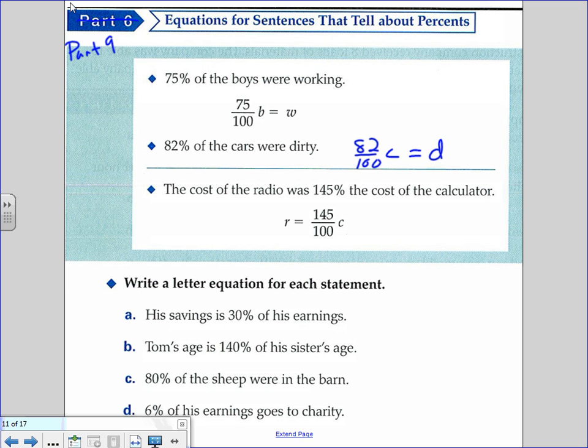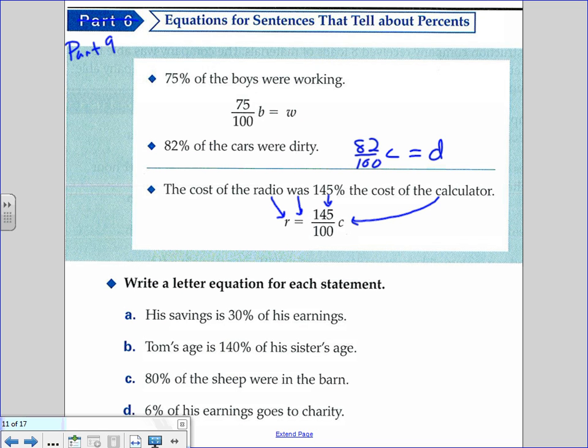Then you can look here, the equation can also be reversed around here. So the cost of the radio was, so we've got "radio was" is our equals. Here's our 145%. The cost of the calculator is our C there. Okay?